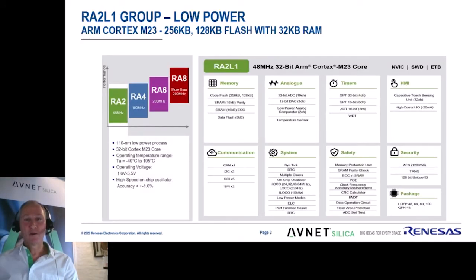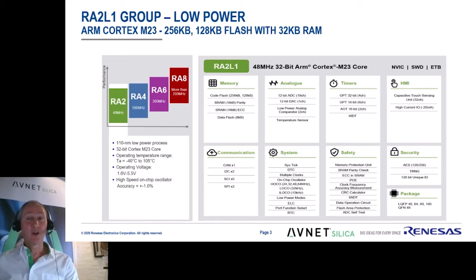In this block diagram we can see the RA2L1 group shown here on the right. The RA2L1 includes the ARM M23 CPU core with up to 48 MHz frequency. Operating from 1.6 to 5.5 volt, the RA2L1 is offered with flash sizes of 128 and 256 kilobytes. There are several communication interfaces including CAN, I2C, SCI and SPI.